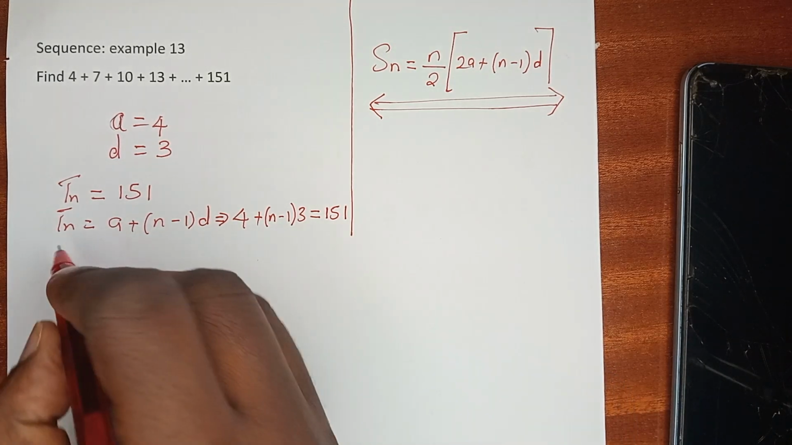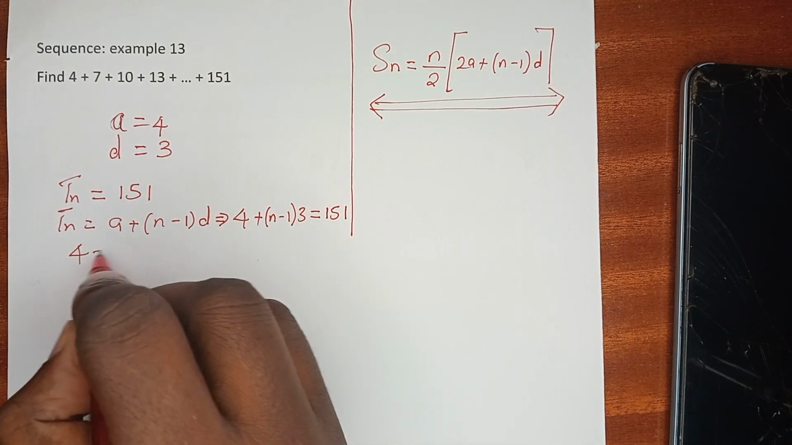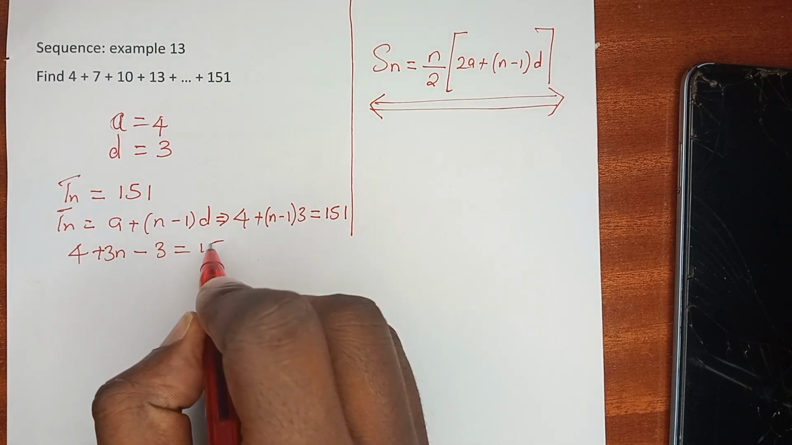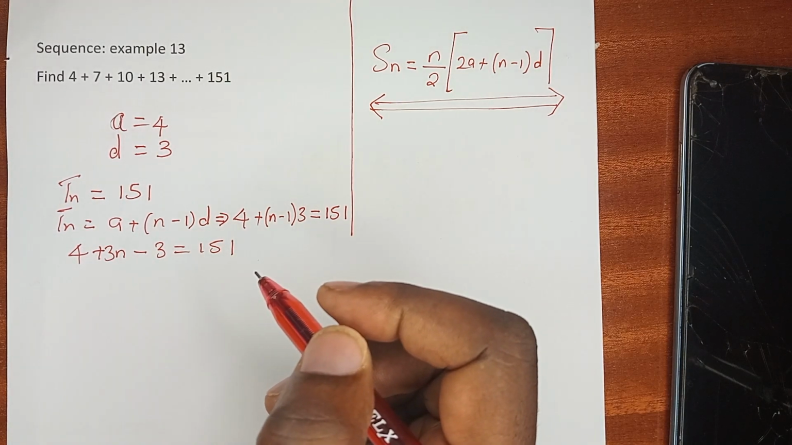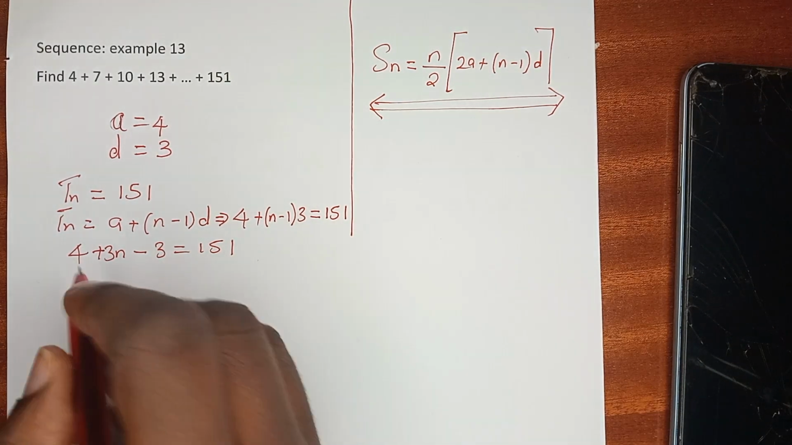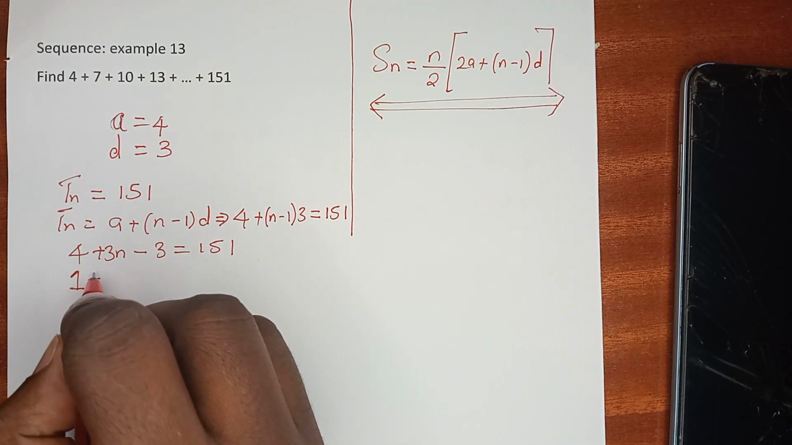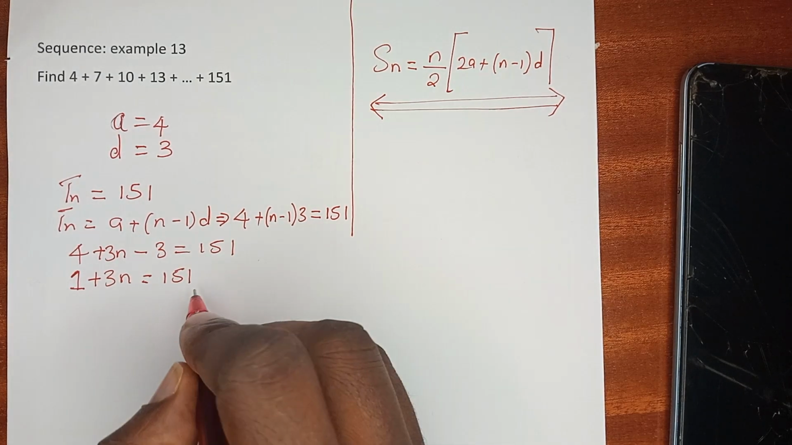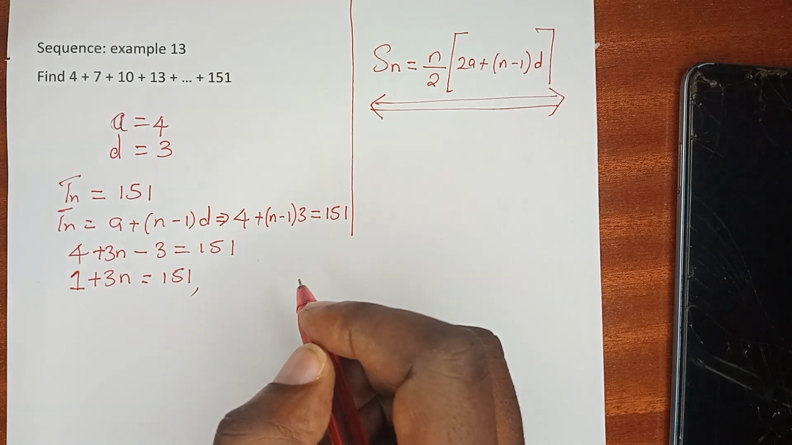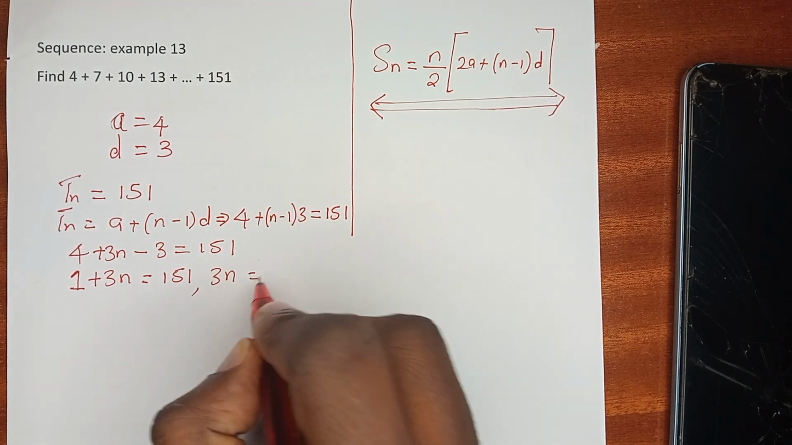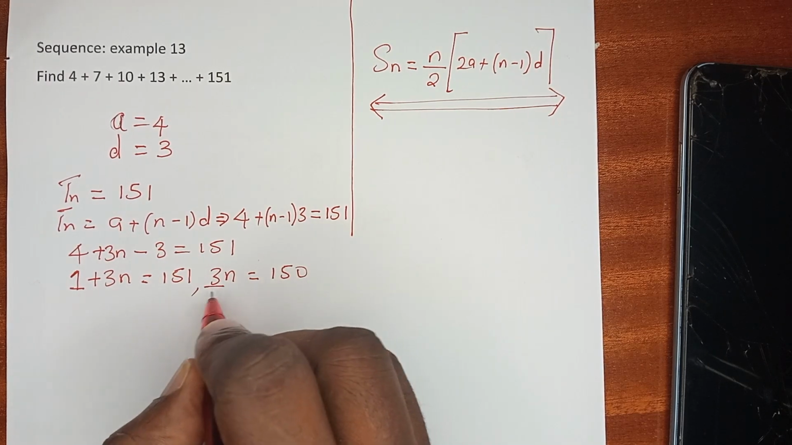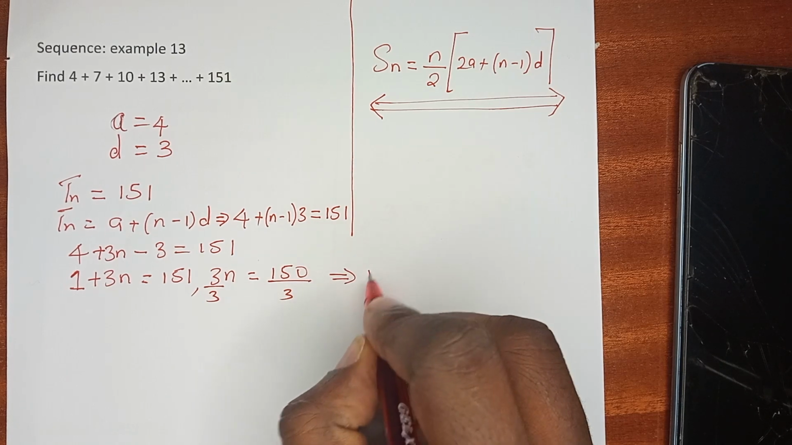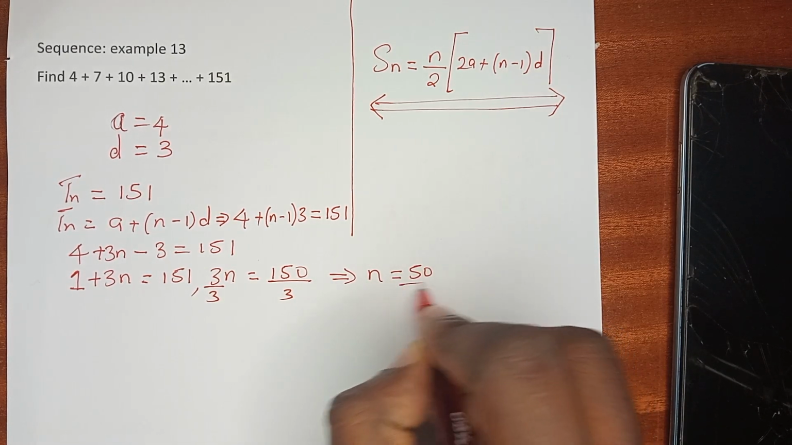If you open the brackets, you're going to have 4 plus 3n minus 3 is 151. And what is 4 minus 3? That is just 1. So this is 1 plus 3n is equal to 151. Now, if you want to get n here, we must subtract 1 from both sides and be left with 3n is equal to 150. Divide by 3, divide by 3 to give us that n is equal to 50.